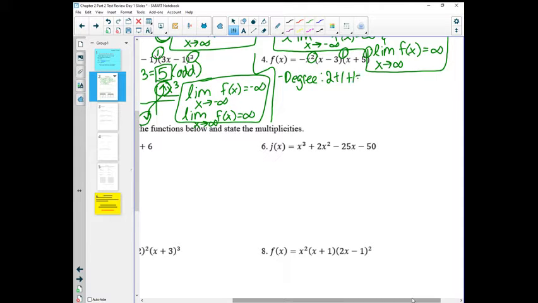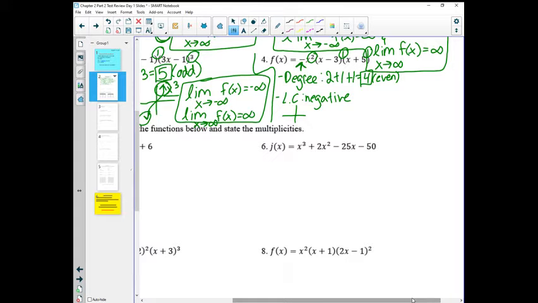2 plus 1 plus 1 makes 4, which is an even number. So this is a degree 4 polynomial. To tell the end behavior, let's also look at the leading coefficient. The leading coefficient here is negative, because if I FOILed all of those factors through, the leading coefficient would be negative because of that negative in the front.